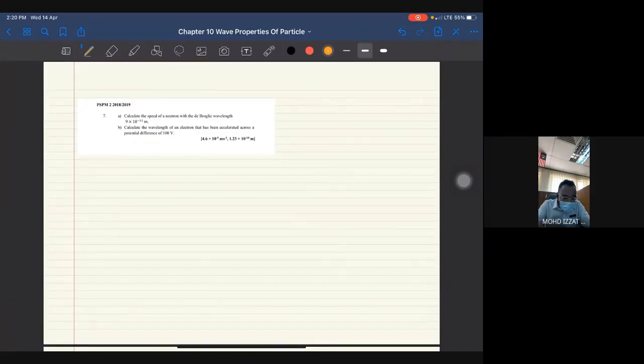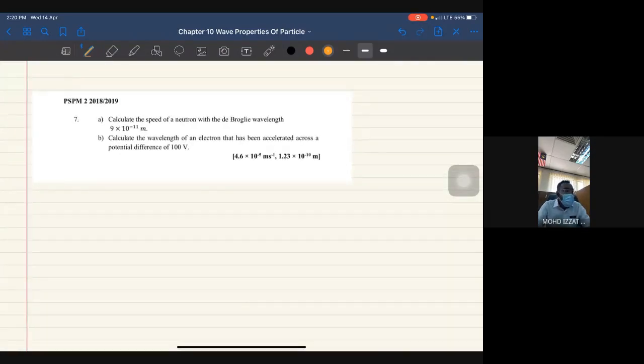Anyway, for today, we're going to discuss chapter 10, which is about wave properties of a particle. Okay? And we're going to start with question number 7. So the question number 7, this is the latest one. Calculate the speed of a neutron with a de Broglie wavelength, 9 times 10 negative 11. So this is the information given.